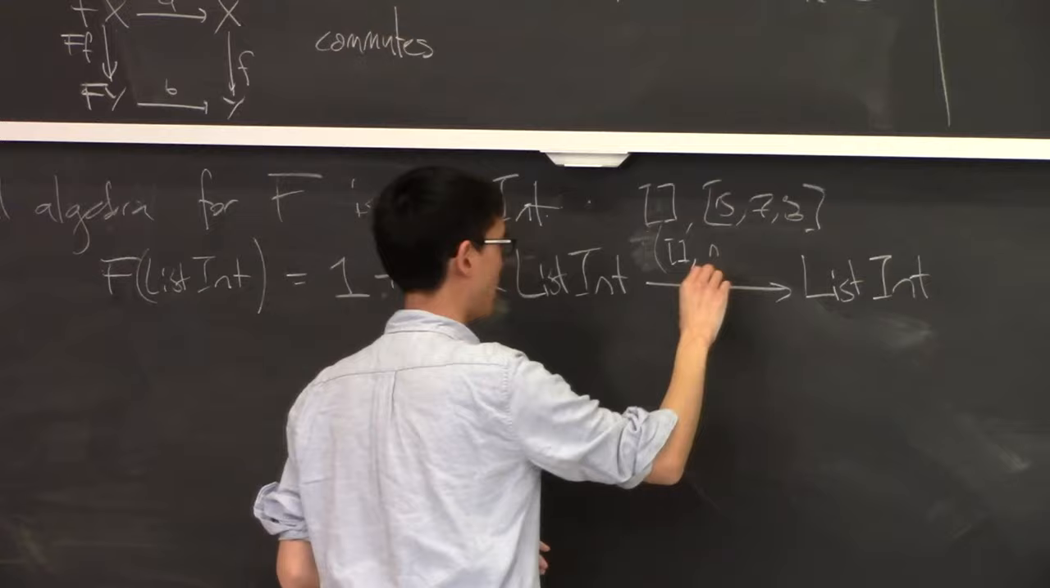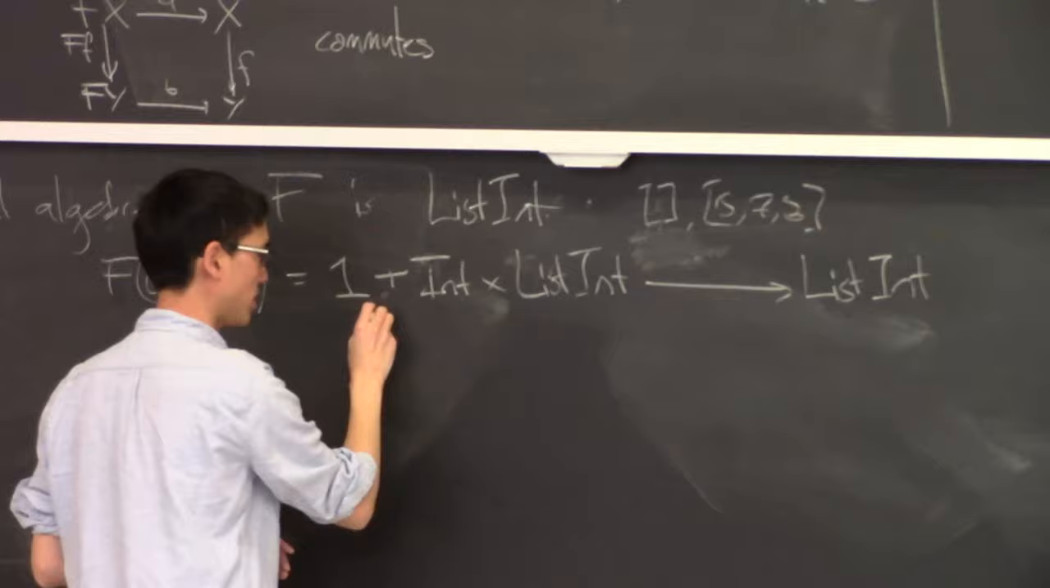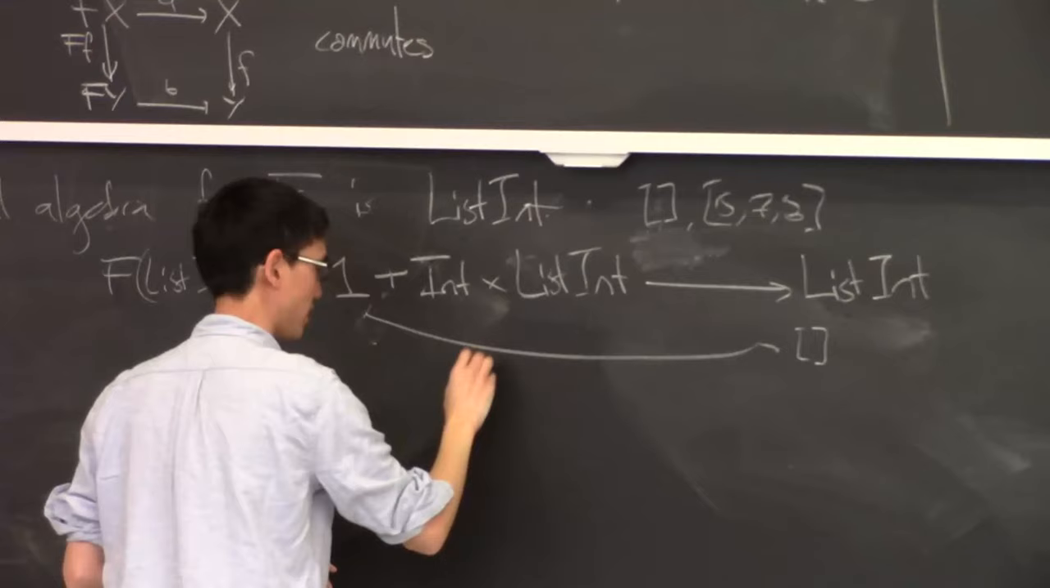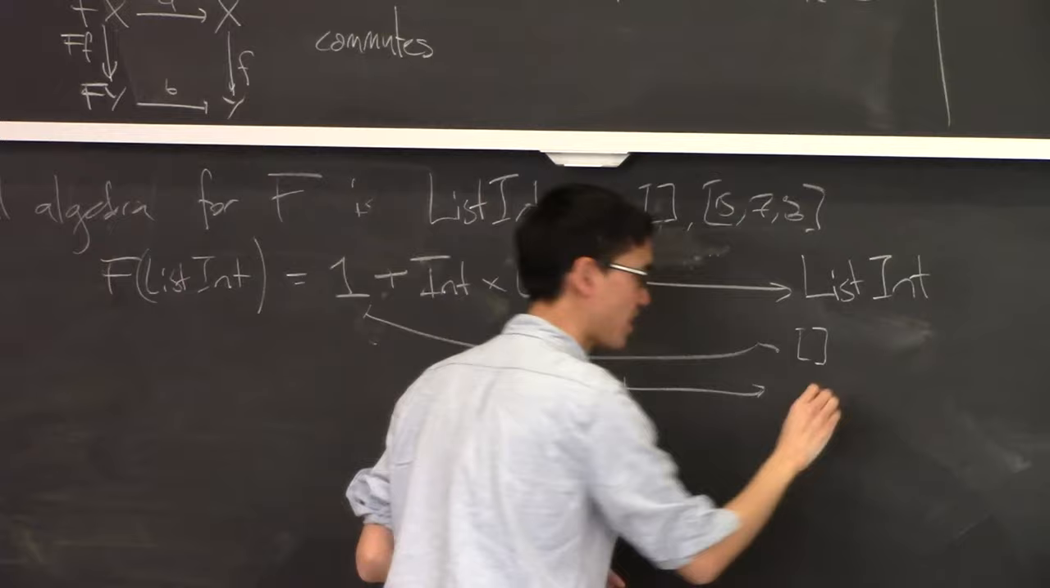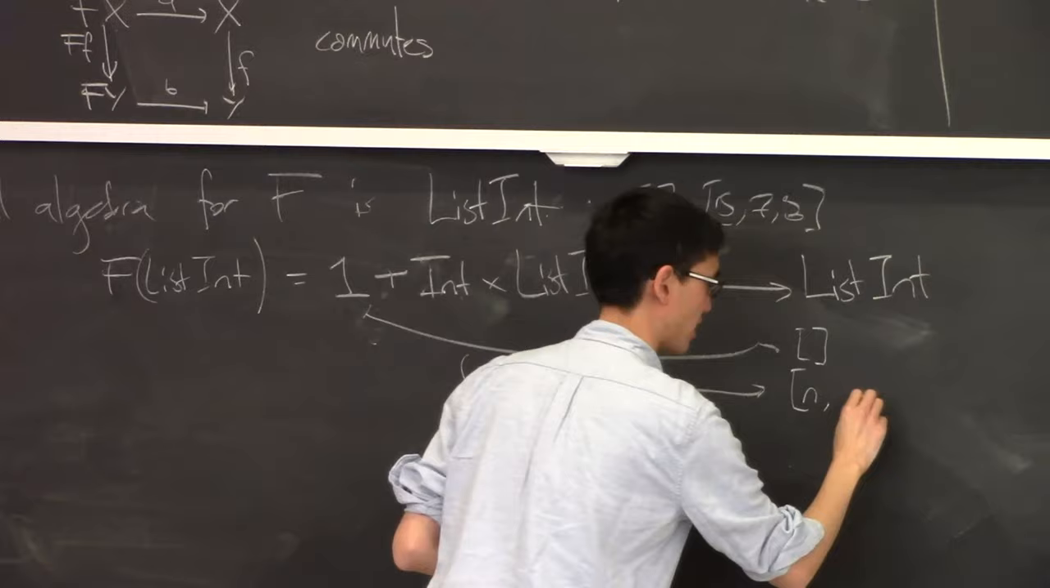okay, let me write it out here, actually. So here, it's going to map this thing to the empty list. And if I have some pair here, which is an integer and a list, and I call the list x, then I can concatenate: I can add the integer to the beginning of the list. So there's a new thing which begins with n and then is just x through here. And so this is an algebra.